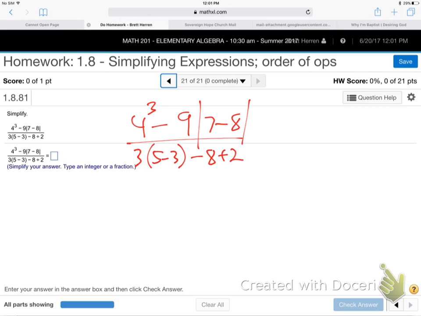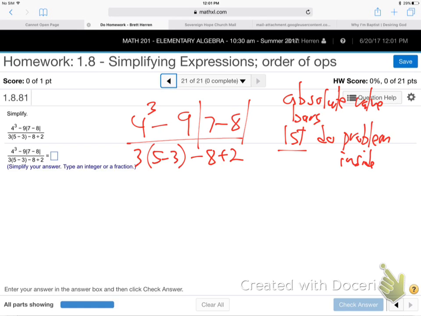So those absolute value bars. Oh, I should mention this to be more clear. Absolute value bars. First, do the problem inside. Second, change answer to positive. Yeah, so you first do the problem.